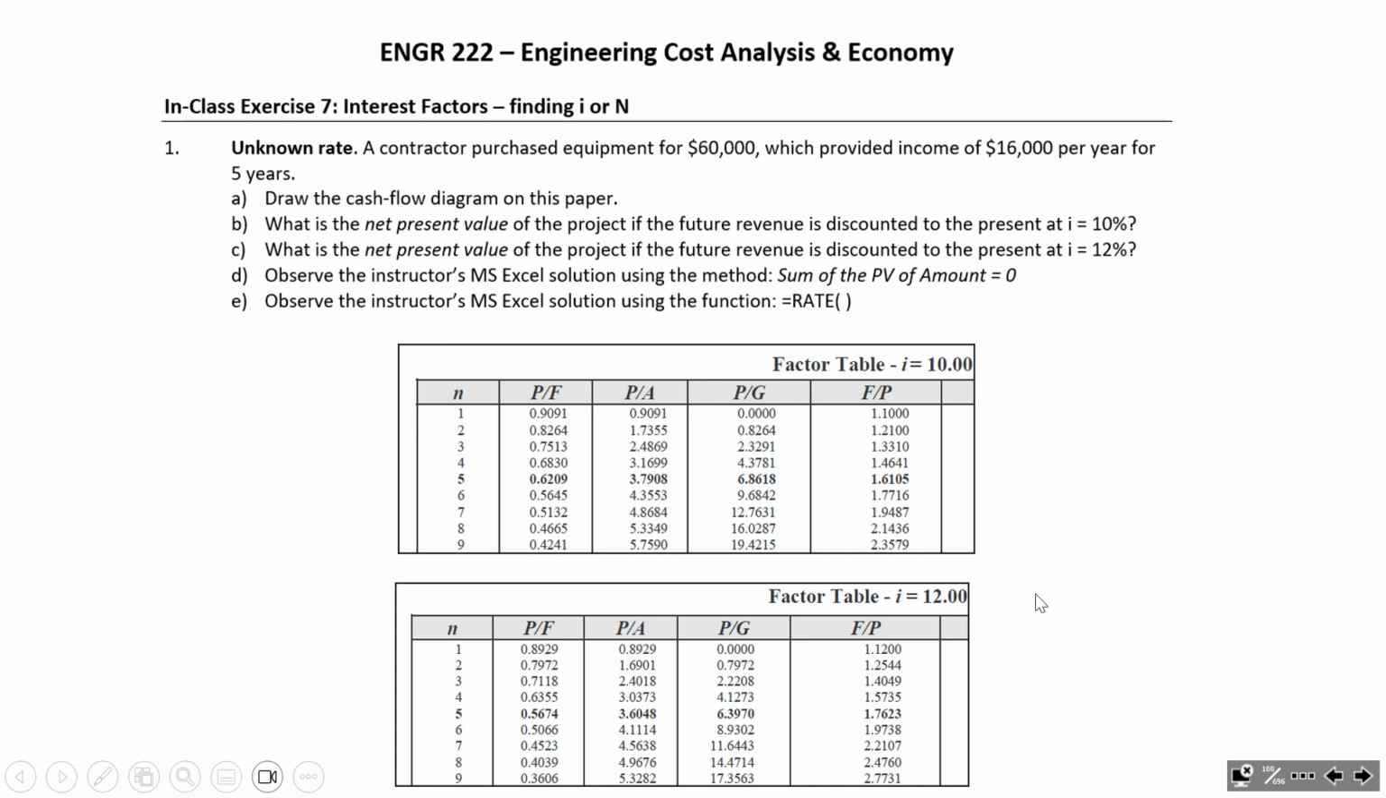Okay, so on the paper I'm giving you, A, B, and C you can do on paper, using the factor table that I've provided. D and E, I'm going to demonstrate in a few minutes, but if you have your spreadsheet today and you want to try it out, go for it.